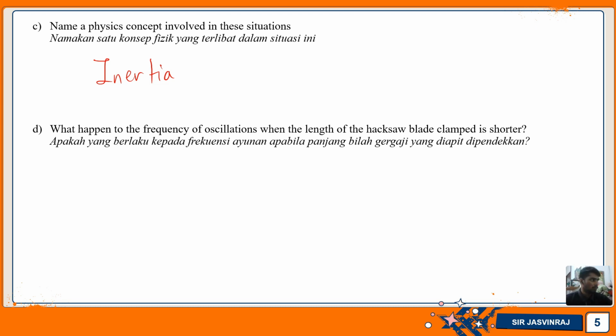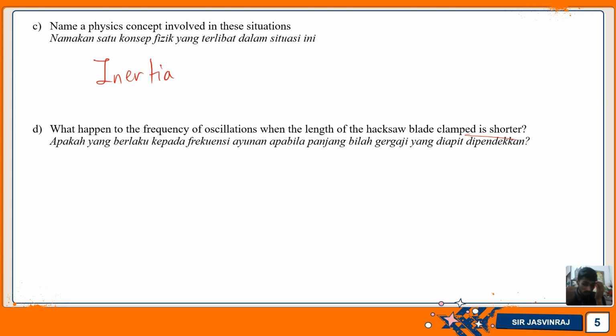Done. Continuing, next question. What happened to the frequency of oscillation when the length of the hacksaw blade clamped is shorter? Apakah yang akan berlaku kepada frekuensi ayunan apabila panjang bilah gergaji yang diapitkan pendek? What happens to the frequency of oscillation if it's shorter?